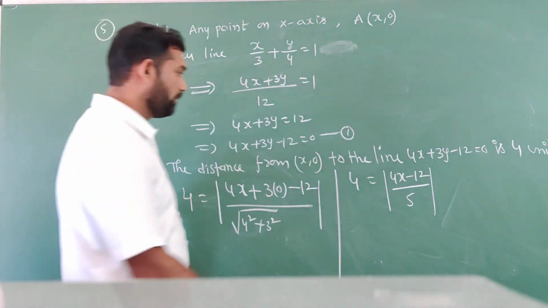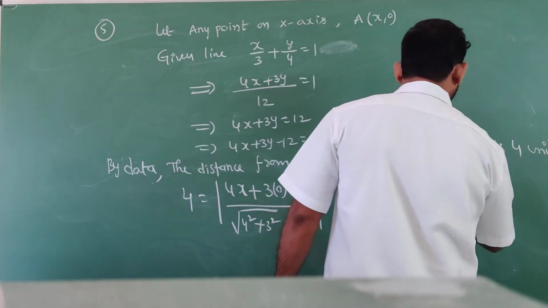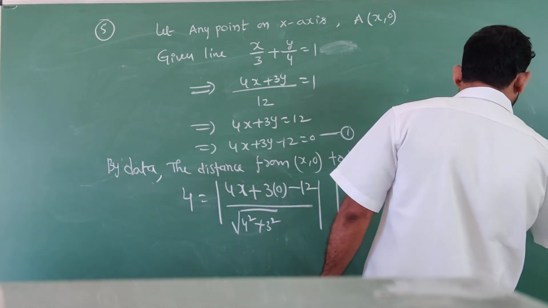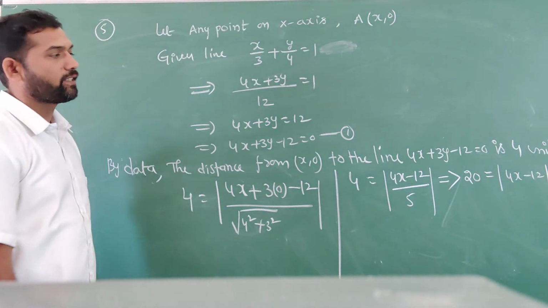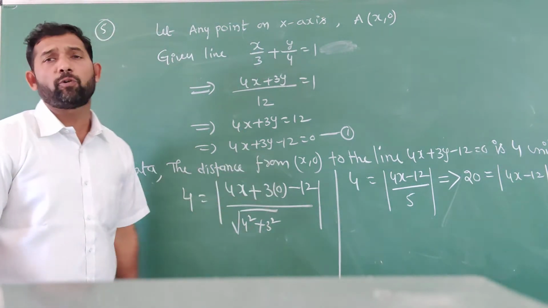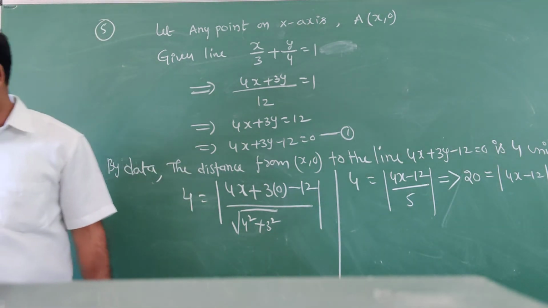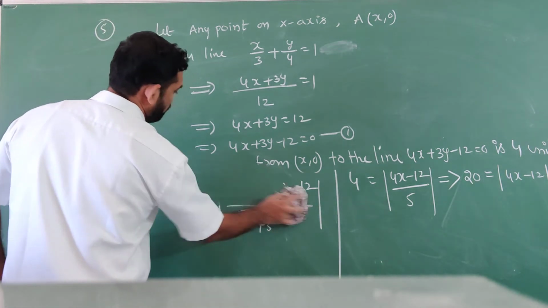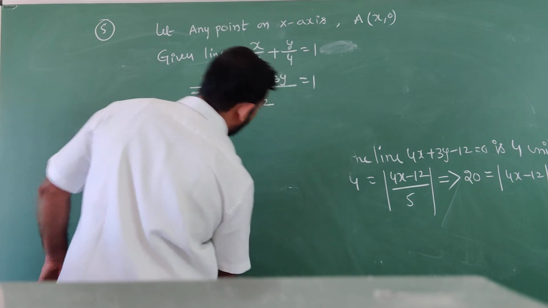So again we are getting 20 = modulus of 4x - 12. Again you have to calculate the x value.